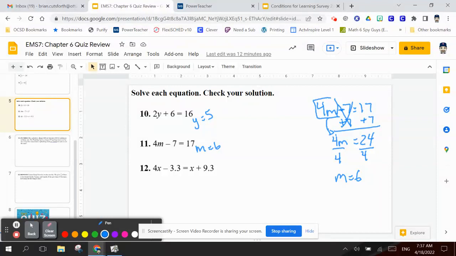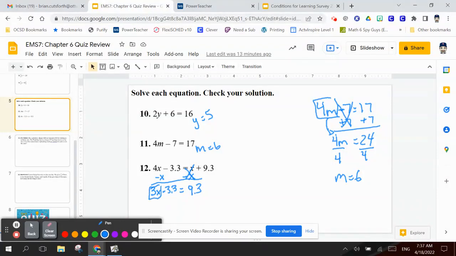So for number 12, I have 4x minus 3 3/10 equals x plus 9 3/10. So here I have a variable on both sides. So I want to get my variables on one side. Well, since this one is all by itself, I'm going to subtract x from both sides. When I subtract x from both sides, it disappears here. x minus x is 0. I'm left with 9.3 equals 4x minus an x is 3x minus 3.3.